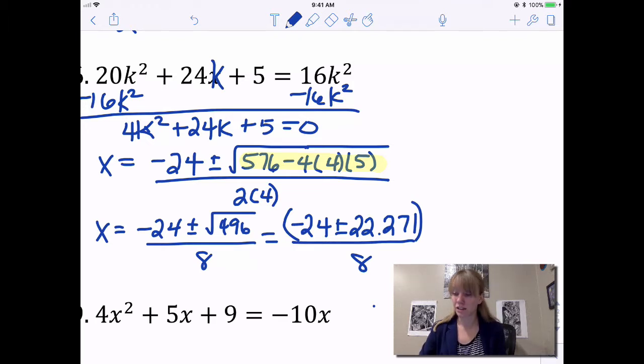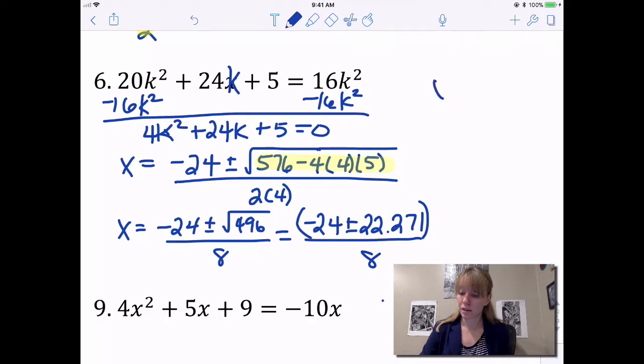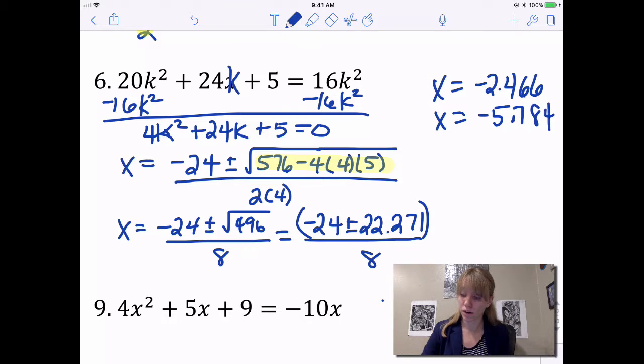Divide that by 8, and I get my first answer is x equals negative 0.216. My second answer is going to be negative 24 minus 22.271, which is negative 46.271, divided by 8 is negative 5.784.